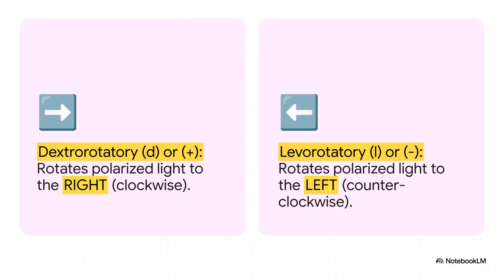Now this twist can go one of two ways. If the molecule rotates the light to the right, kind of like turning a dial clockwise, we call that dextrorotatory. For short, we just use a little D or a plus sign. And if it twists the light to the left or counterclockwise, you guessed it, that's levorotatory. And we use a little L or a minus sign.